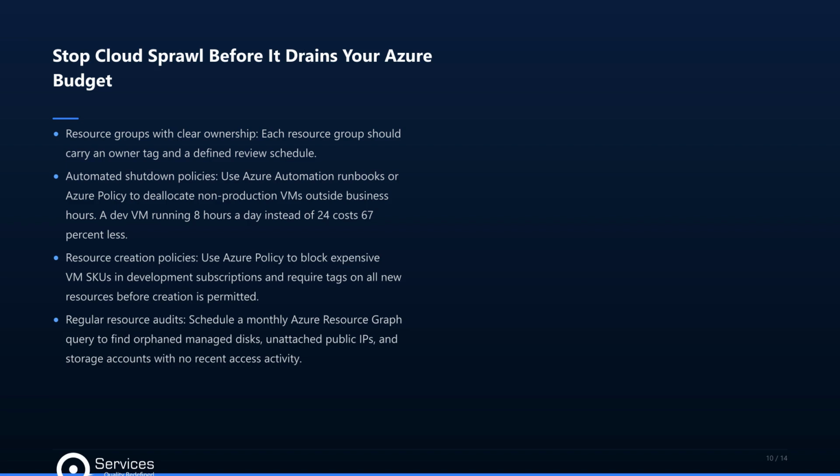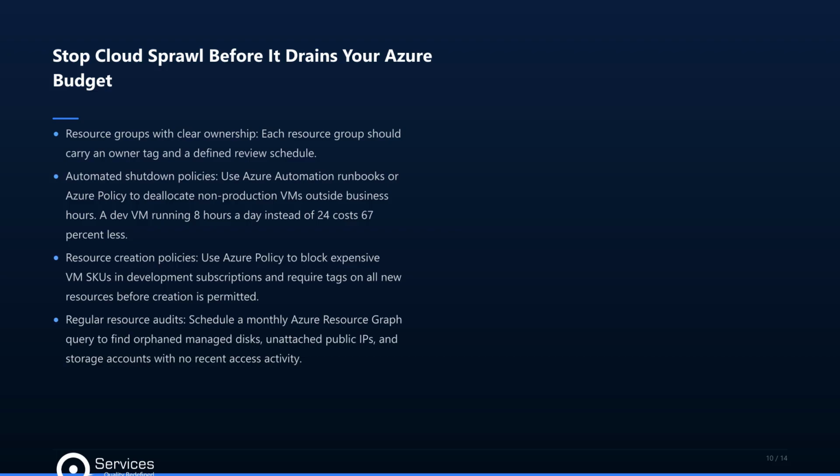Resource creation policies: use Azure Policy to block expensive VM SKUs in development subscriptions and require tags on all new resources before creation is permitted. Regular resource audits: schedule a monthly Azure Resource Graph query to find orphaned managed disks, unattached public IPs, and storage accounts with no recent access activity.